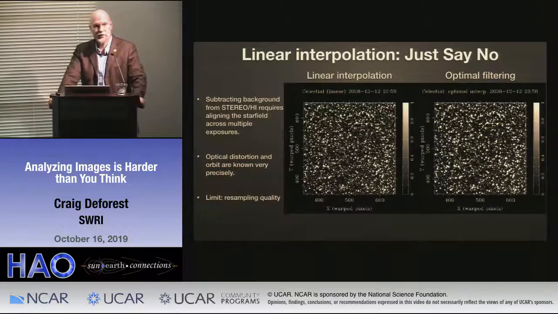This was what allowed us to do the background subtraction of the star field that lets us image the solar wind, and that enabled PUNCH.